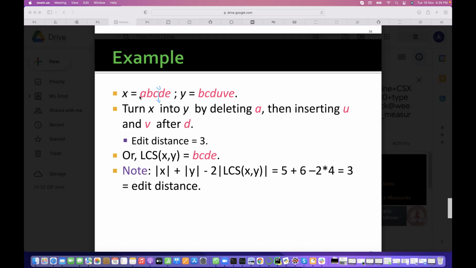To convert ABCD to this, A to be removed, 1. Then D to be added before U. And D to be removed. V to be added. With 4 operations, we are able to transform this to this, right? 4 deletes or inserts. So to get the edit distance, you need to get the LCS. Now you need to write an algorithm: how do you find this LCS? Once you get the LCS, then you will get the edit distance.